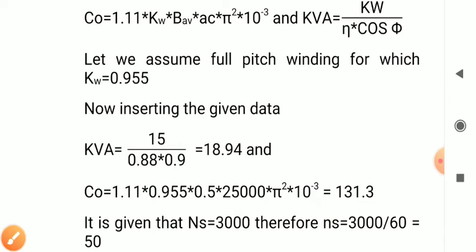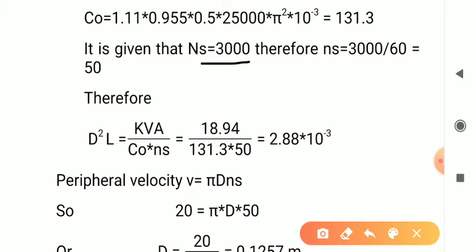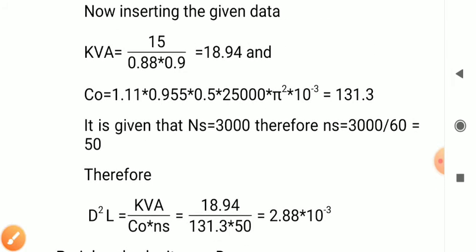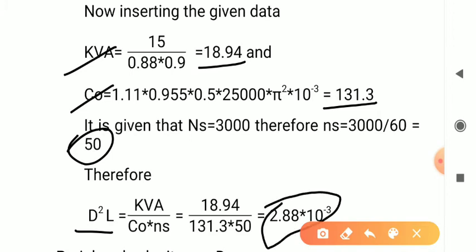Also the synchronous speed is 3000 rpm, so if we convert this into rps, it becomes 3000 by 60, which gives 50 rps. Now let me put the values of kVA, CO and Ns in the equation of D square L. Then D square L becomes 18.94 divided by 131.3 into 50, and we will get 2.88 into 10 to the power minus 3.